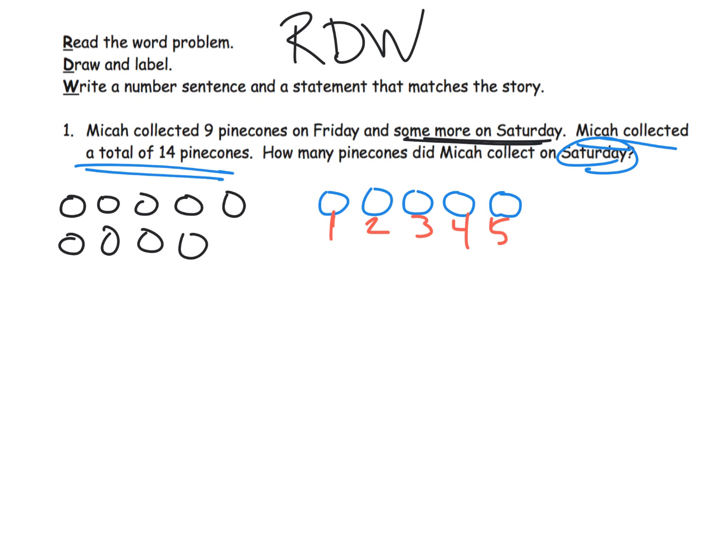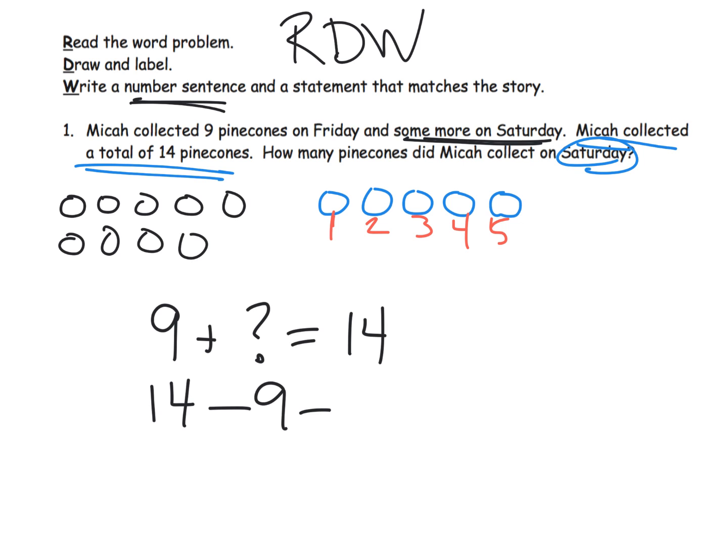So a couple of number sentences that we could do. By the way, I've read the problem, I've drawn a picture, and I like to underline some important stuff along the way. We could do 9 plus what equals 14. Another one we could do is 14 minus 9 equals, and in this case, I'm just going to put in 5. Don't freak out, parents and teachers, if your students want to say 9 plus 5 equals 14. All of these are totally appropriate.